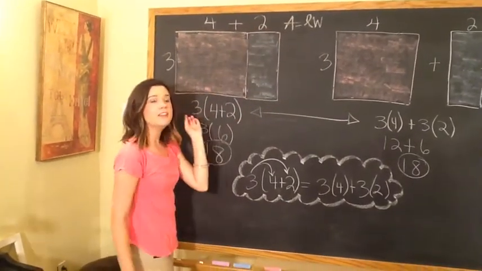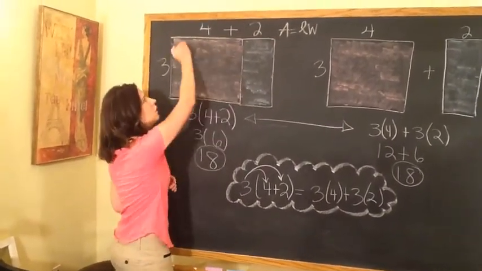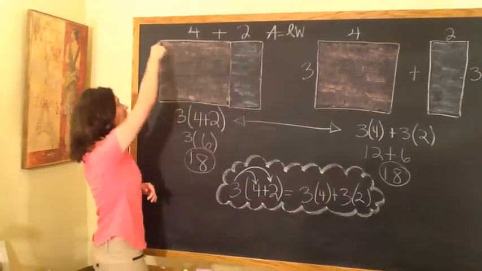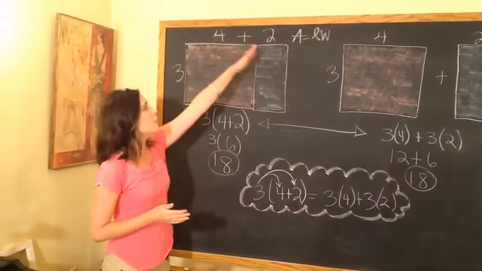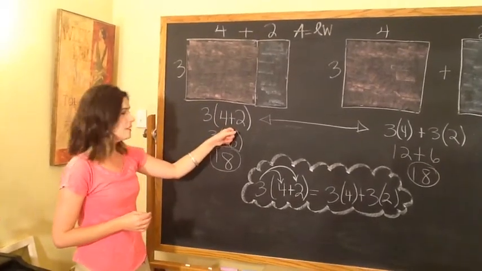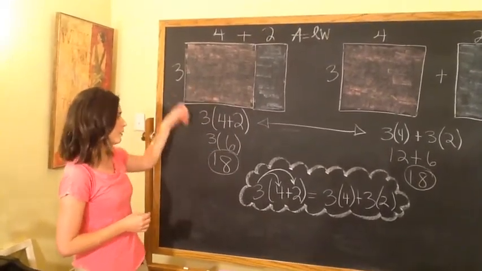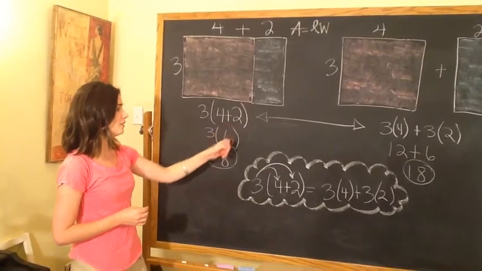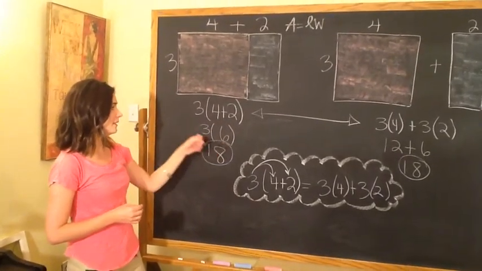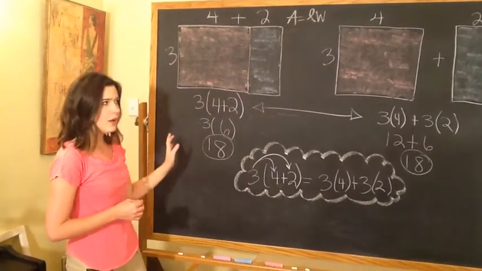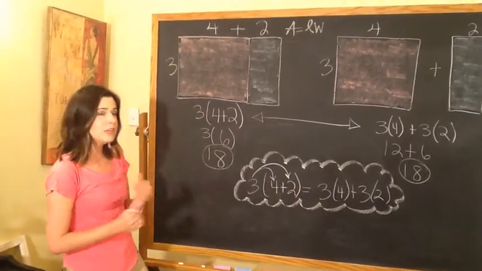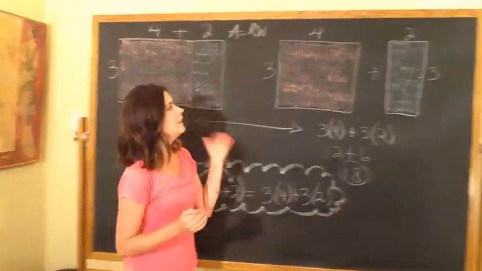So in order to find the area of the whole thing, we're going to have to know the entire length multiplied by the width. So in order to do this, we do 4 plus 2 first, so we put it in parentheses, and then we multiply all of it by 3. So if we do 4 plus 2, we're going to get 6, and then 6 times 3 is going to give us 18. So that's the first scenario.